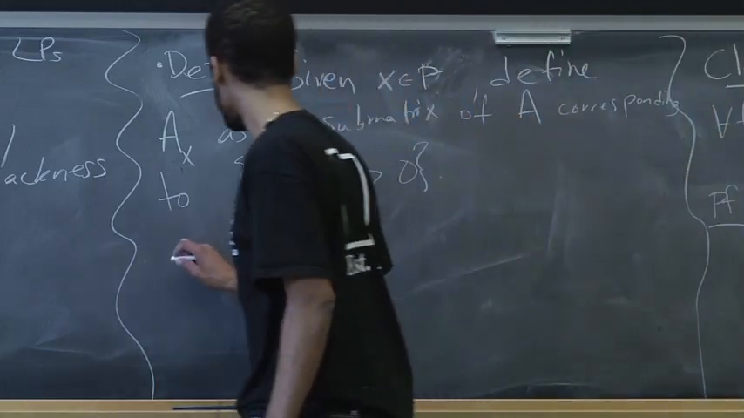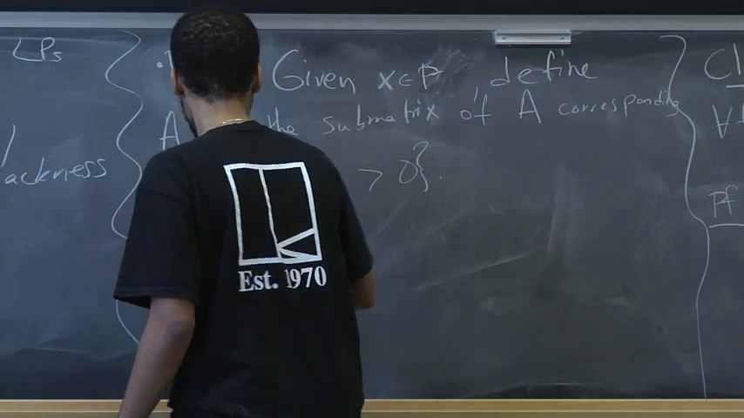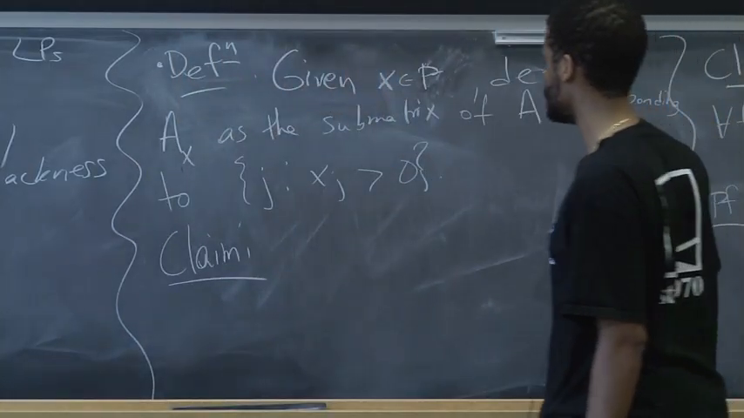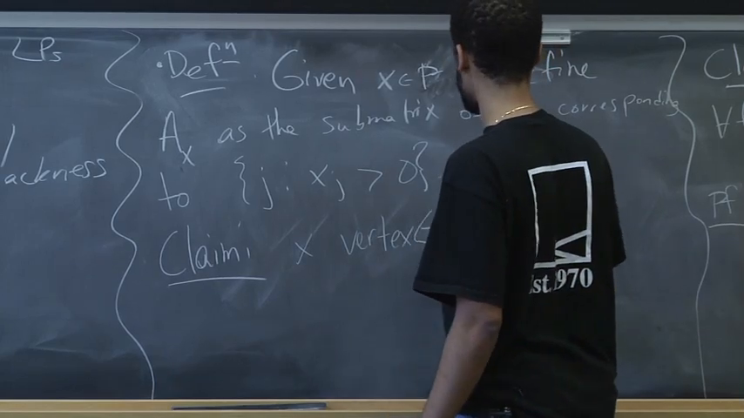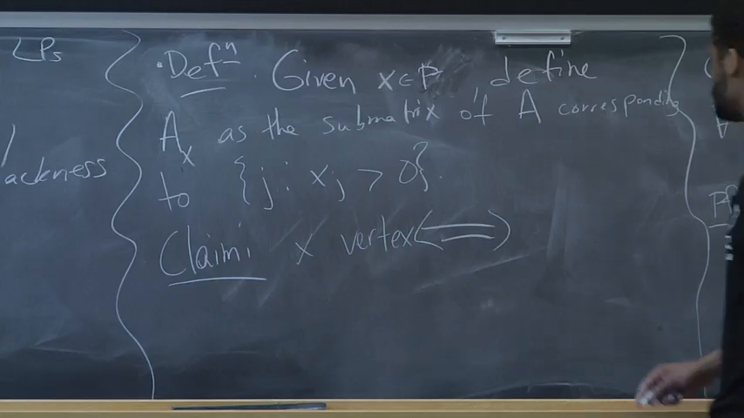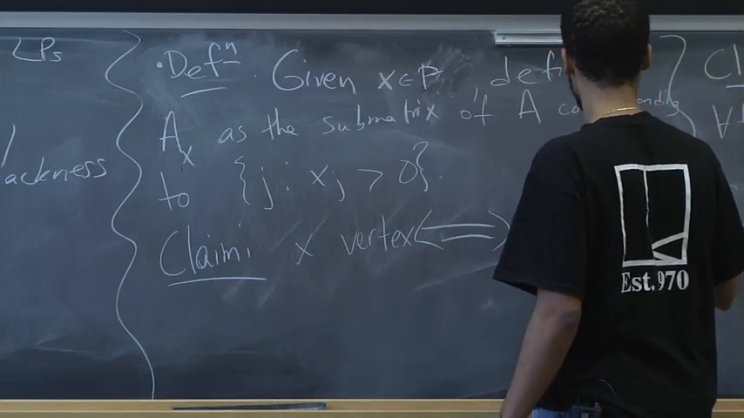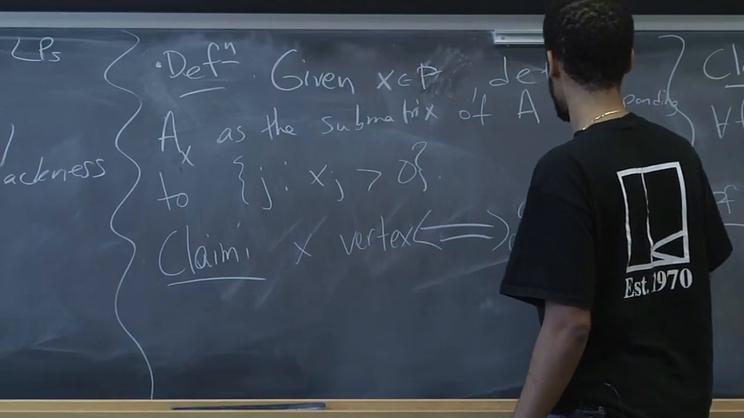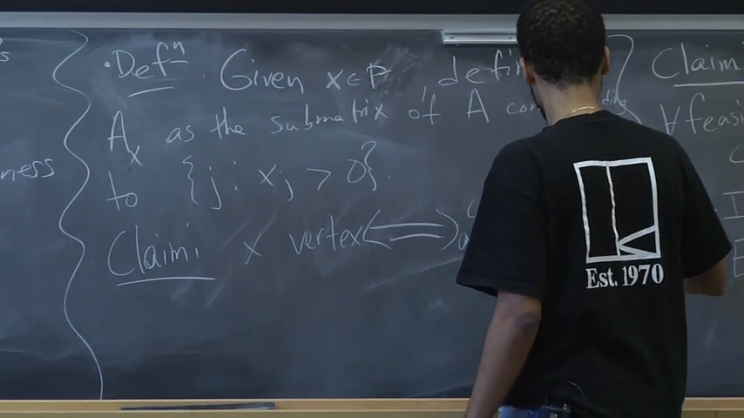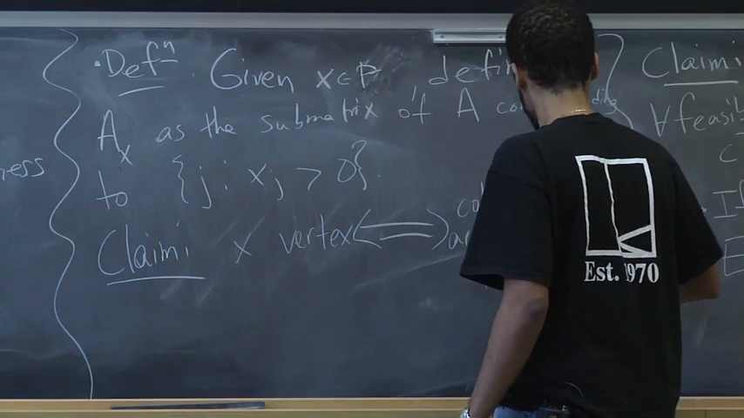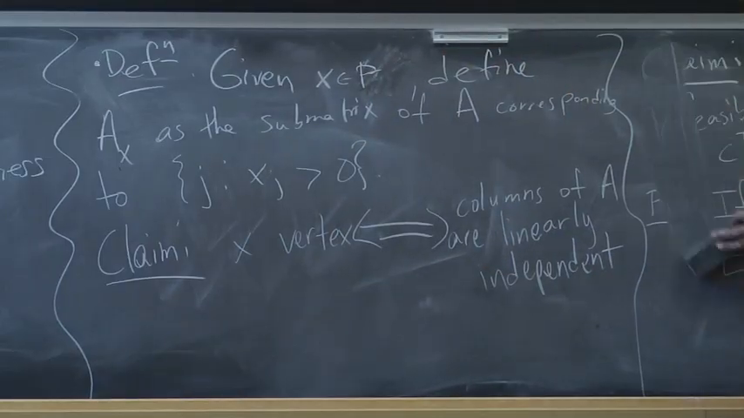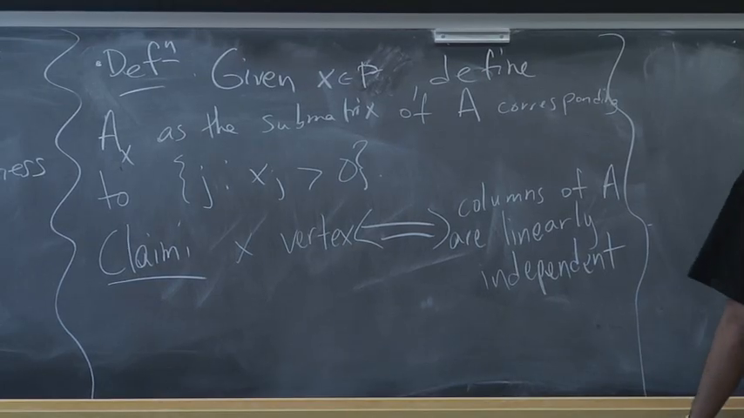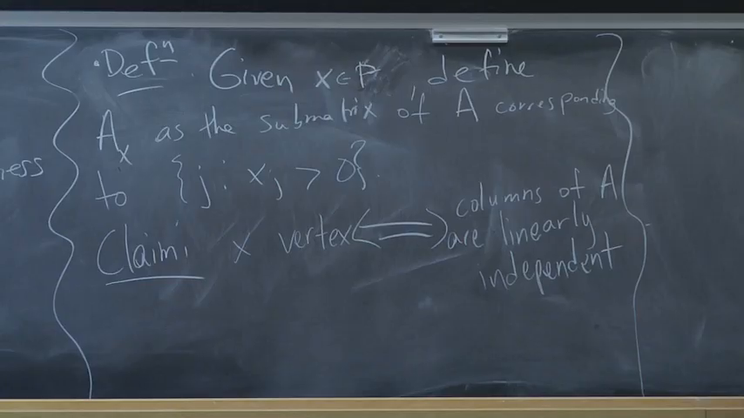And the claim is that x is a vertex if and only if the columns of A sub x are linearly independent. Yes, thank you.